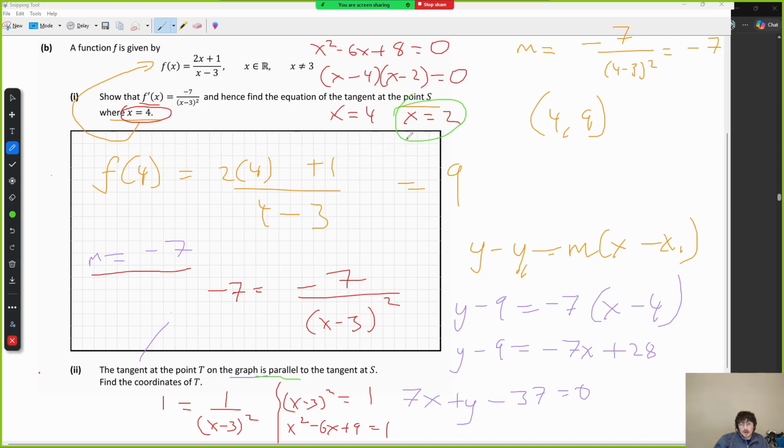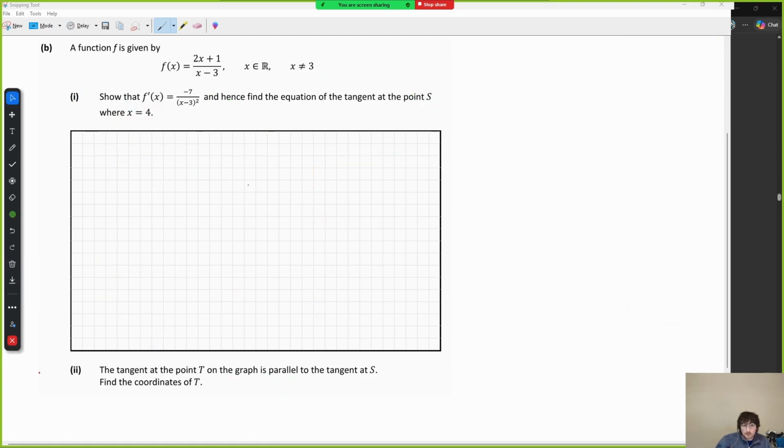Okay, and so we're asked for the coordinates of T, so we have its x value. Guess where we get its y value? By subbing in for y. So its y coordinate is 2 times 2 plus 1 over 2 minus 3. That is a 5 on top and a -1 on the bottom. So that's a -5. And so T as a point is 2 on the x and -5 on the y. Happy days. So hopefully you got that out. It's a great question, to be fair.